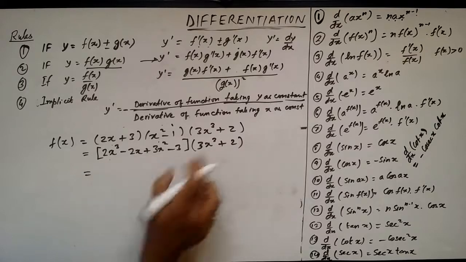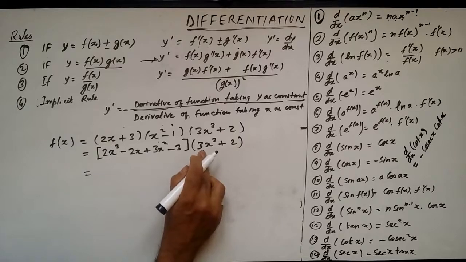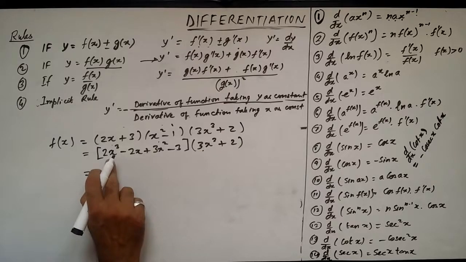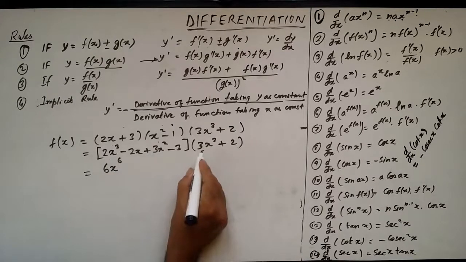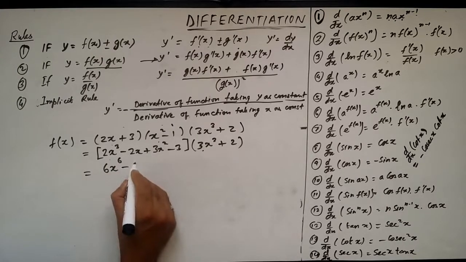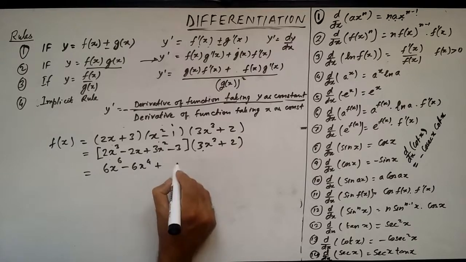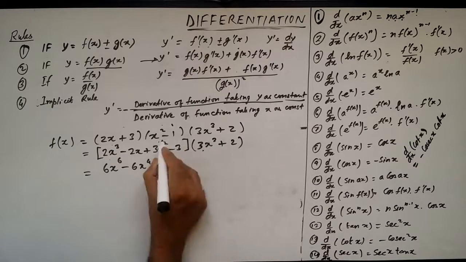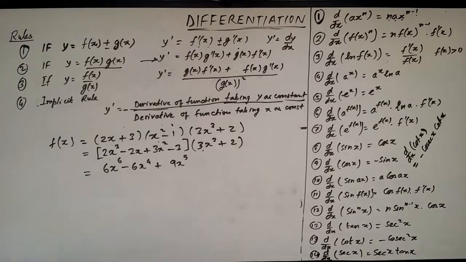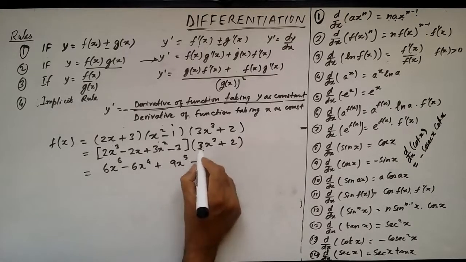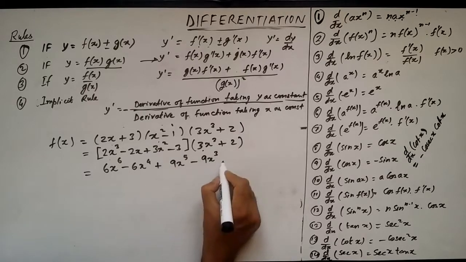So let's now multiply these two together. Start from this one. We multiply 3x cubed by 2x cubed. That is 6x to the power 6. 3x cubed times minus 2 is minus 6x to the power 4. Then 3x cubed times 3x squared is 9x to the power 5. And lastly, 3 into 3 is 9x cubed. So this becomes the second term.